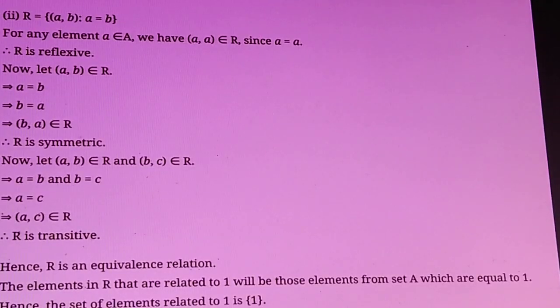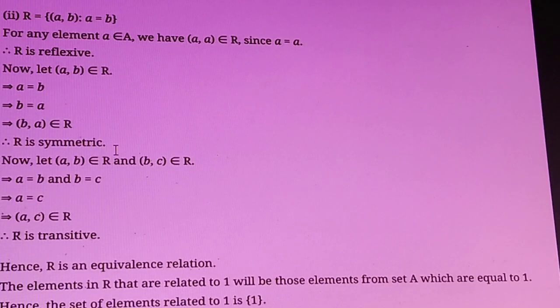Now for the second one, R is the relation given by (A, B) such that A is equal to B. So for any element A belonging to the set A, we have (A, A) belongs to R, since A is equal to A. So R is reflexive. Let (A, B) belong to R, so A is equal to B and B is equal to A. Therefore (B, A) belongs to R.